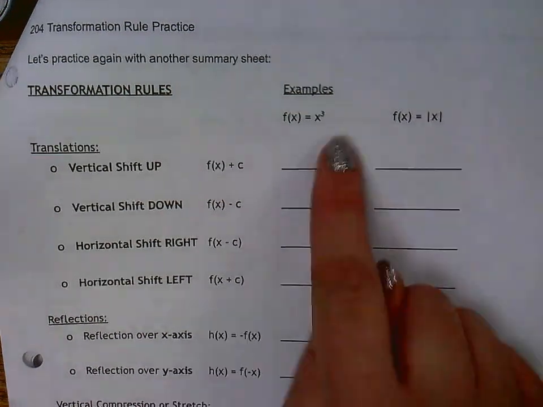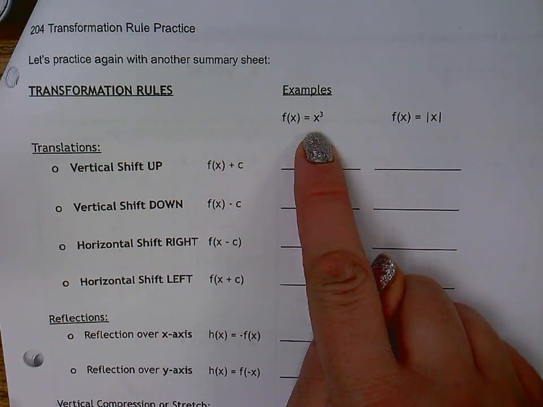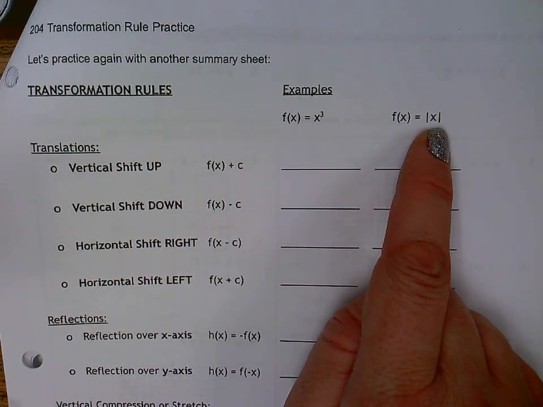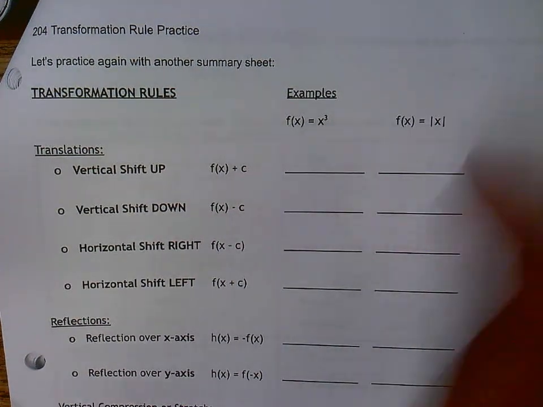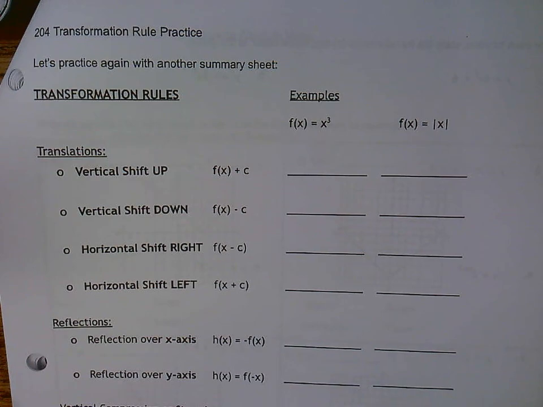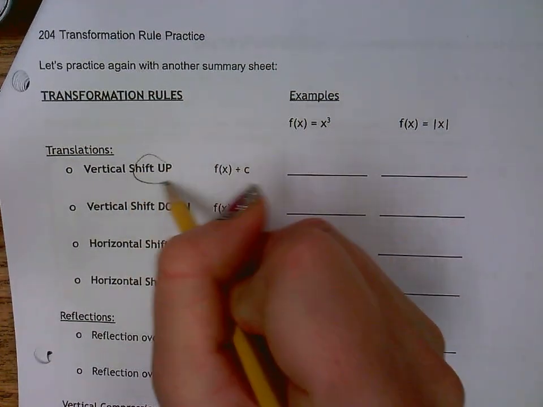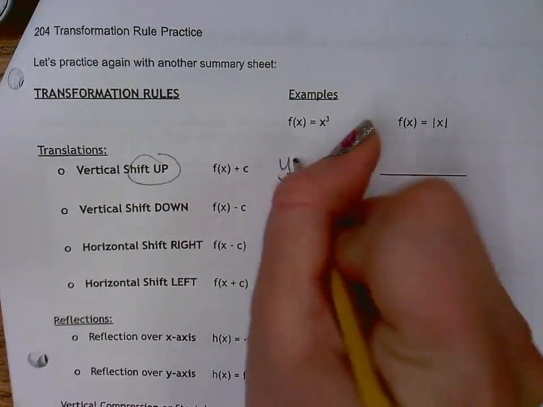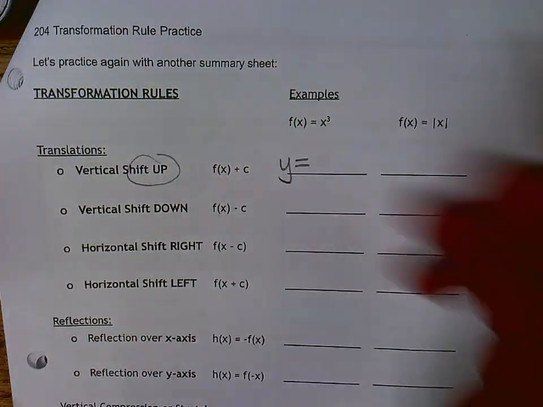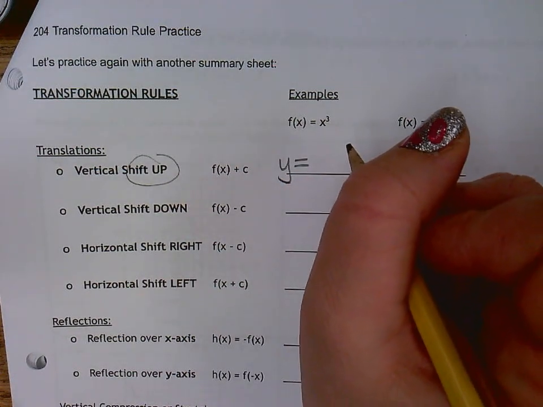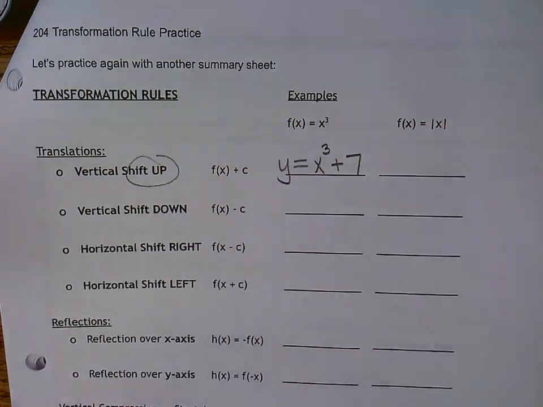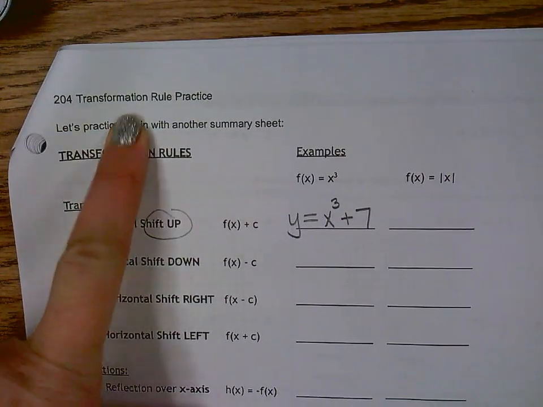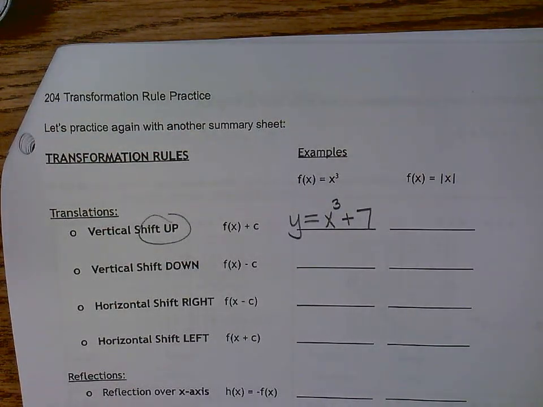I picked 2 random functions up here, x cubed and absolute value of x. I'm going to go through the left column, then after lunch you can do the right column on your own. If I want to shift something up, I like writing y equals better than f of x. So I'm going to write y equals, Hallie, give me your favorite number. So x cubed plus 7. This is 204 transformation rules practice. I'm just going to do a couple of the problems on the left column and we'll jump in after lunch.